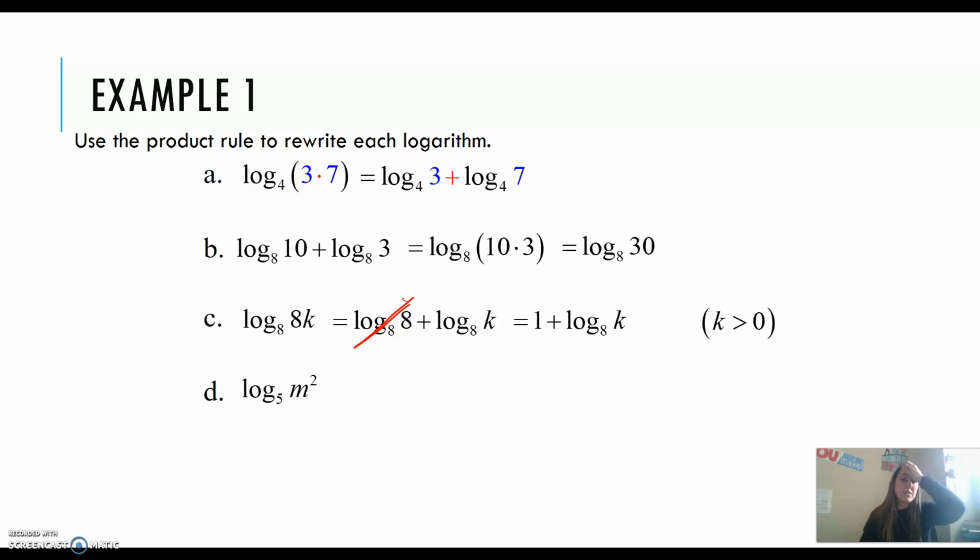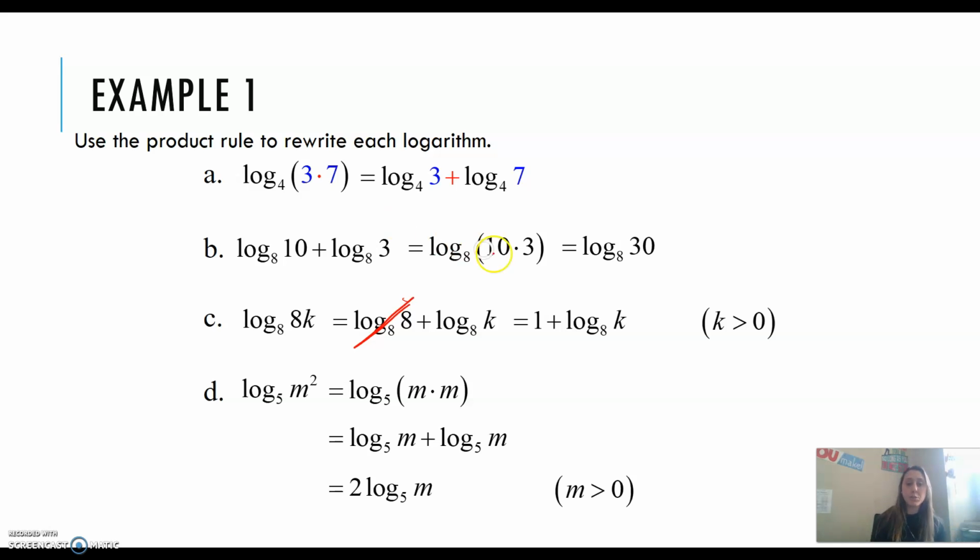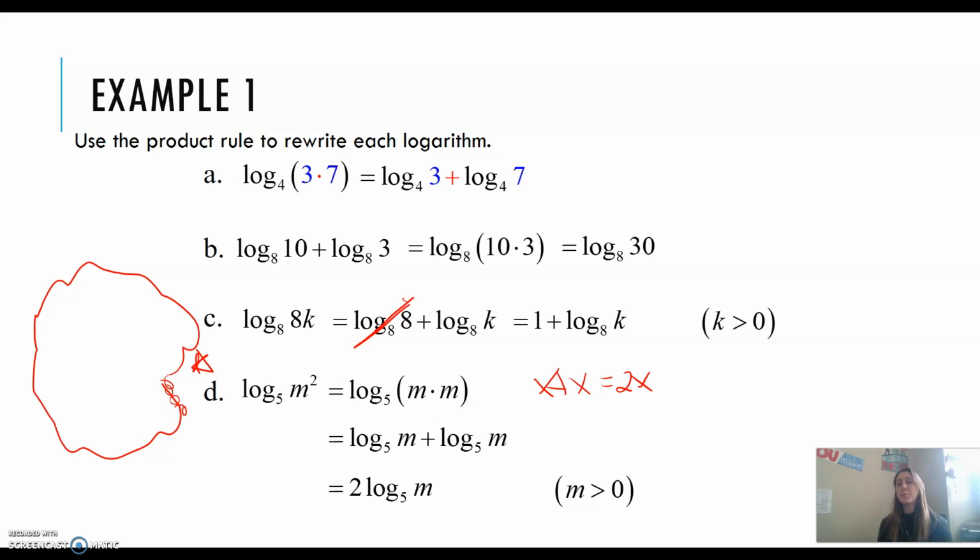Then we have log base 5 of m squared, which can be rewritten as log base 5 of m times m, which can be rewritten as log base 5 of m plus log base 5 of m, which is just 2 of those, because we would never write x plus x, we would write 2x, right? Here, I would like you to star this one, and then I want you to put like a think bubble. Okay, that's a think bubble. We're going to come back and we're going to talk about this one again.